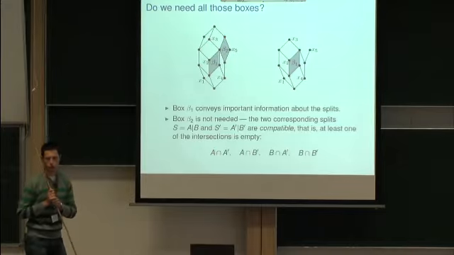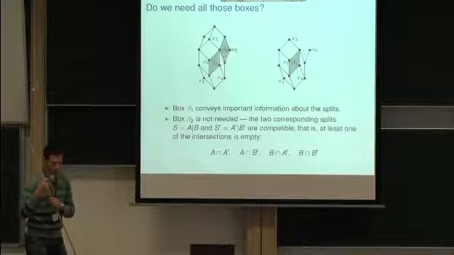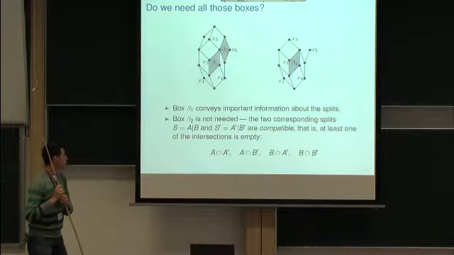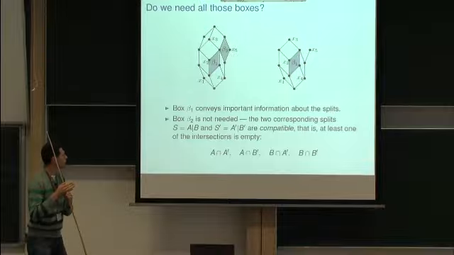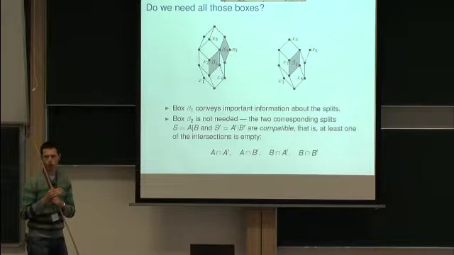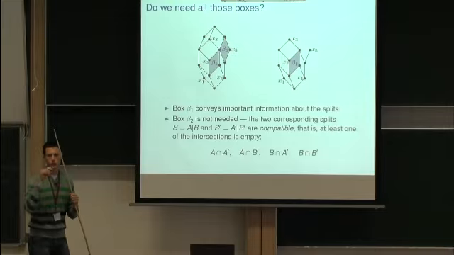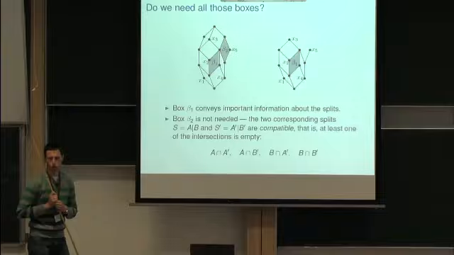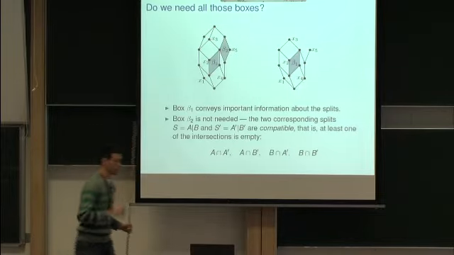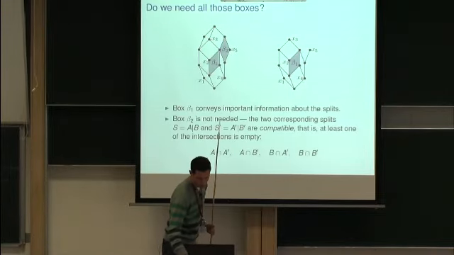So a box in the split network should usually draw your attention because it is telling you, okay, two splits in my split system, they are incompatible. Now the thing that I get has boxes in it of splits that are compatible with each other, and I want to get rid of them because that's really annoying if you have boxes in there that are not corresponding to an incompatible pair of splits. Well, how can you do that?